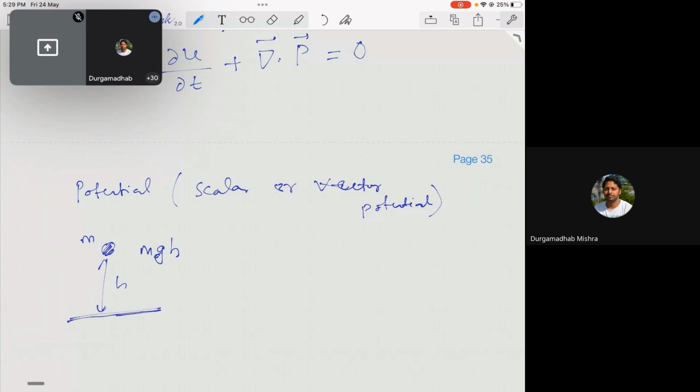I can change this reference point, and for the potential energy I just have to add a constant term. If I change the reference point from here to here, I add a constant term which tells you the potential energy of this surface with respect to the new reference point, and then I get the potential energy of this object with respect to it. This is simply how you define the reference point, and that decides what the scalar potential is.